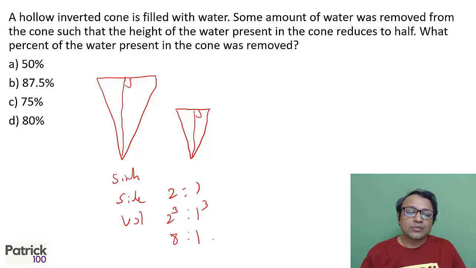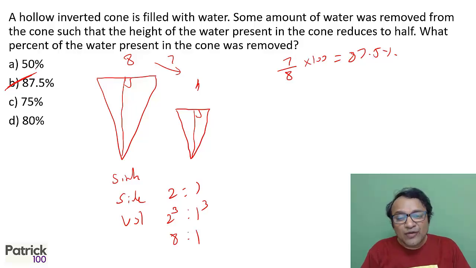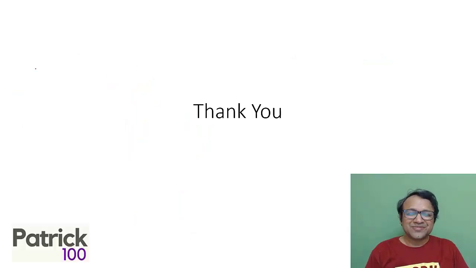The ratio of the volume will be 2 cube is to 1 cube, that is 8:1. If this volume is 8, the volume of water out here is 8, the volume of water out here is 1. So how much is removed? 7 is removed. 7 out of 8 is removed, which if you calculate becomes 87.5%. So the ratio of the heights is 2:1, so the ratio of the volume will be 8:1. So 7 out of 8 is removed. So 87.5% is removed. Thank you.